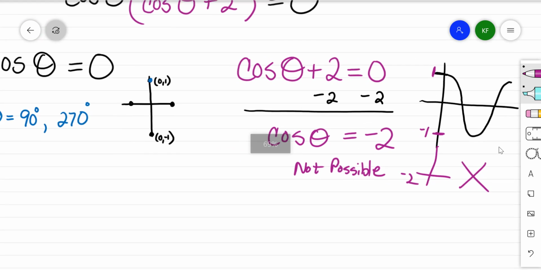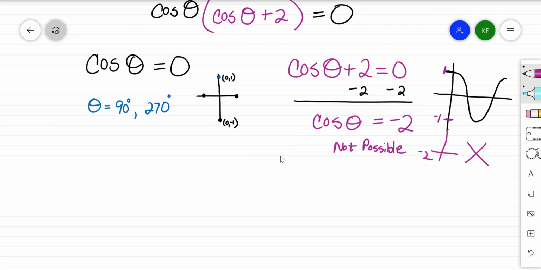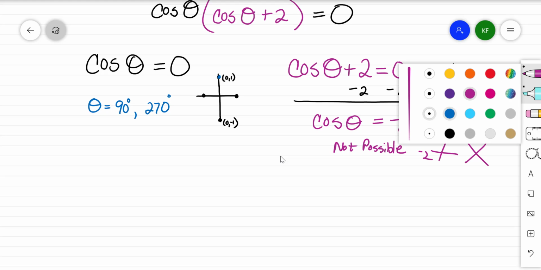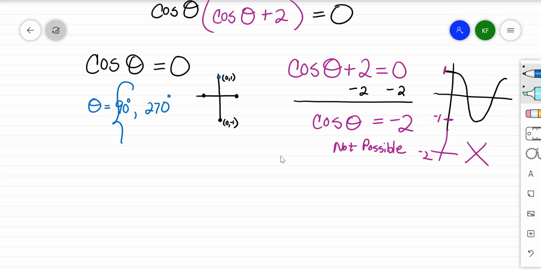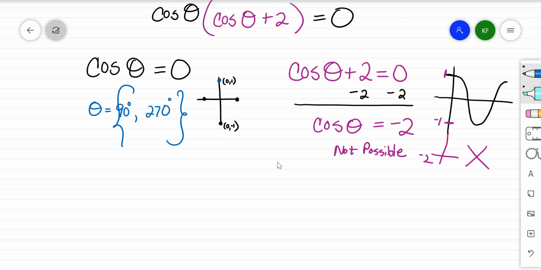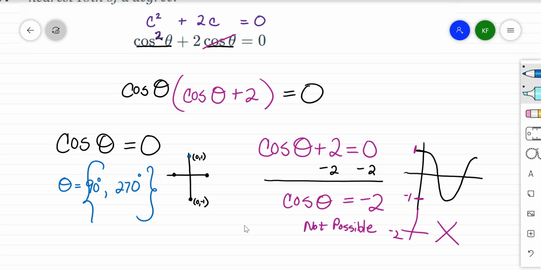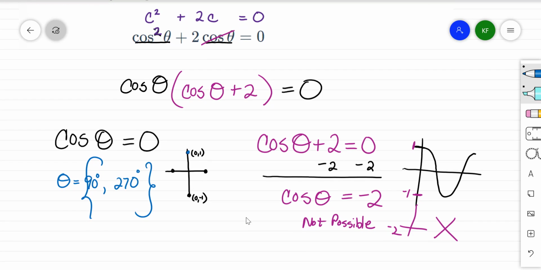So your solution set for this one is just going to be the two blue, and that's what you're going to type into Delta Math, are these two. Okay, so go back and double check this one and make sure you understand all the parts, because this is where we're going. We're going to start doing all of the bells and whistles. They're coming up.